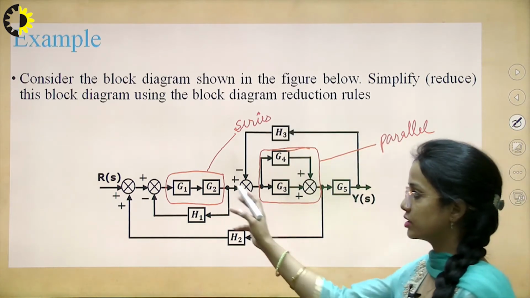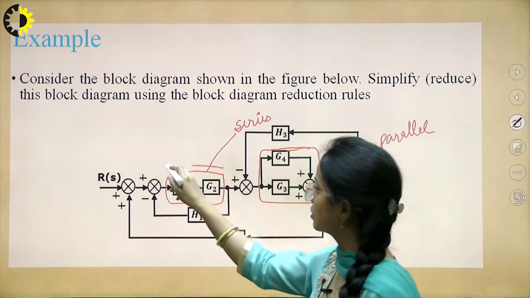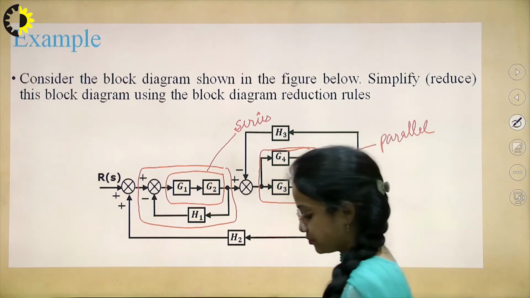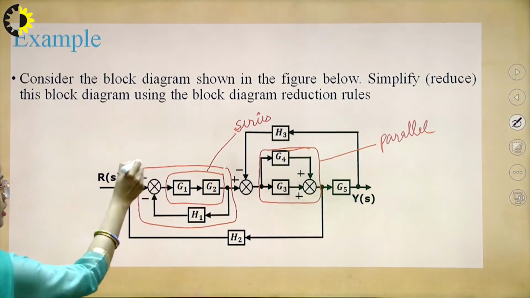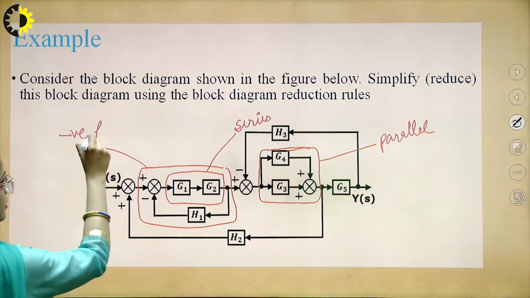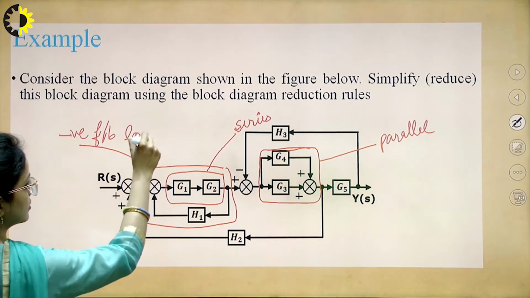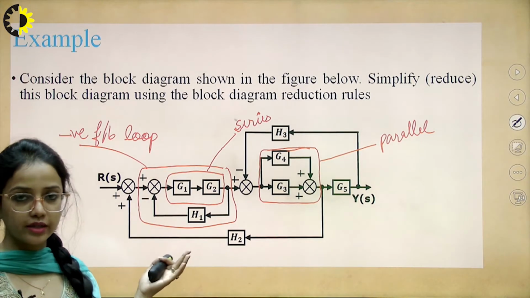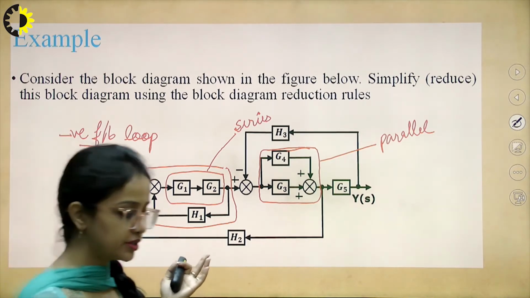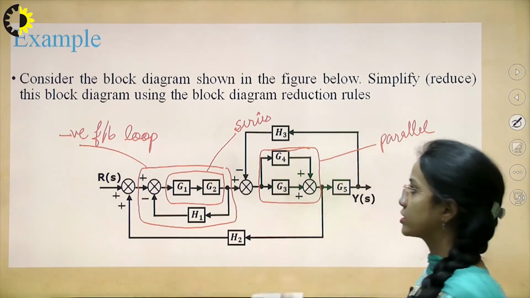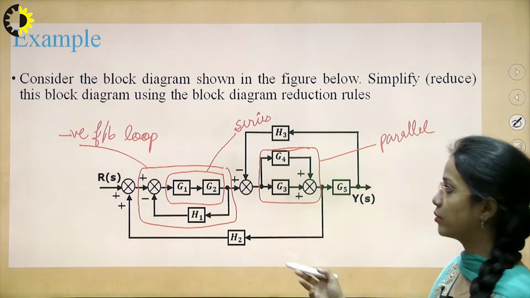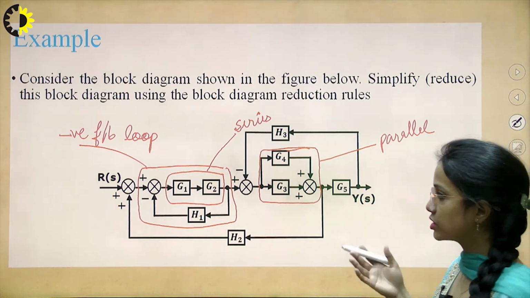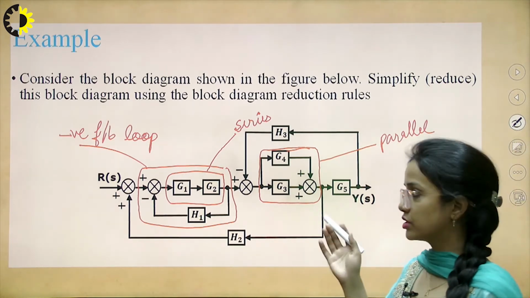Further, after reducing this in series, I can see a bigger picture where this element can be reduced as a negative feedback loop. So we can see that much of the block diagram has been reduced just by following three techniques: blocks connected in series, blocks connected in parallel and blocks connected in negative feedback. We shall reduce it even further when we reduce it step by step.